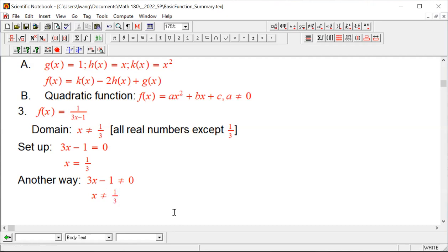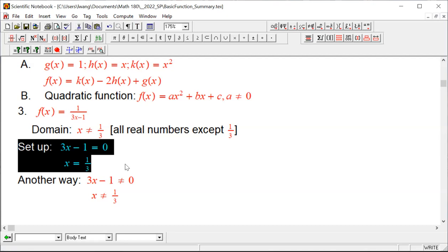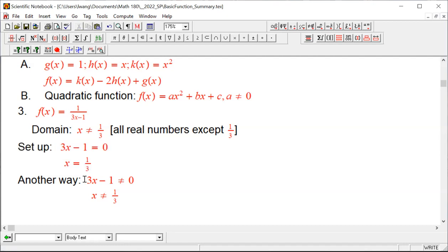So it's two statements. One says if this is 0, that's not allowed, and this one says a denominator cannot be 0. They're saying the same thing, right? In the first setup, we identify all the numbers that cause the denominator to equal 0 and remove them from all real numbers. The second one is just more straightforward. So either way works, but you have to be clear about what you're doing.